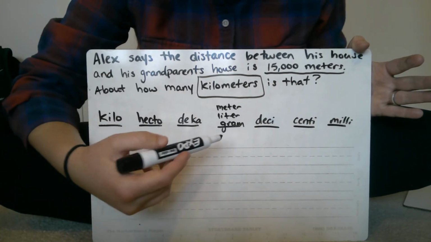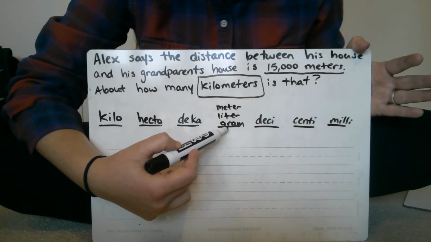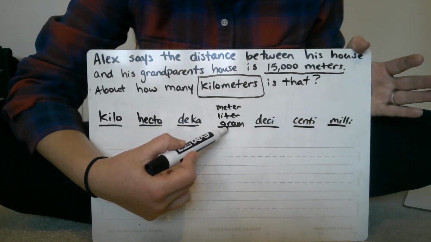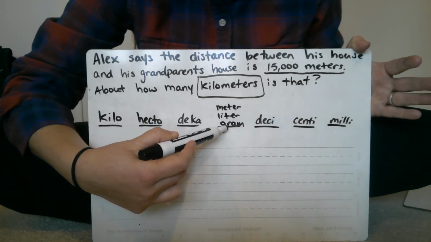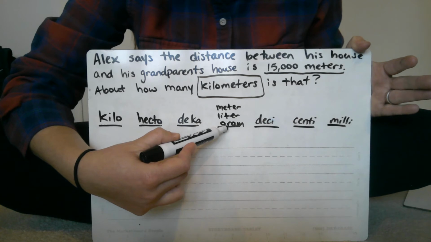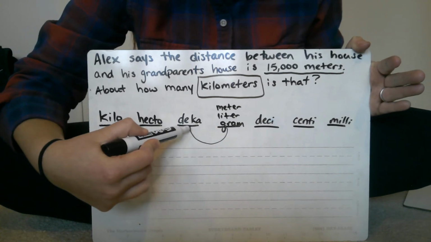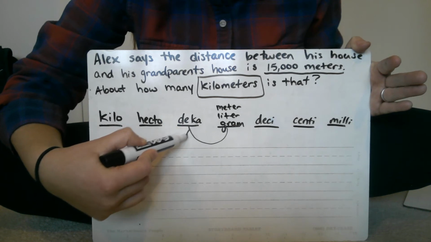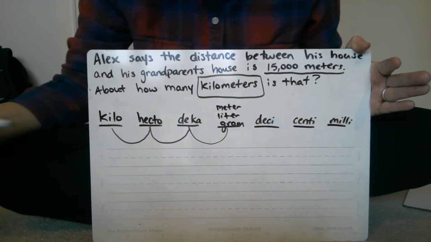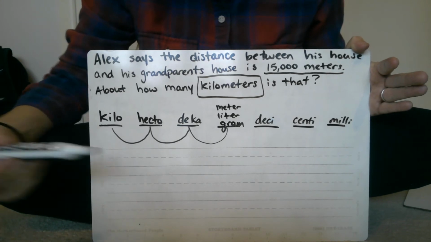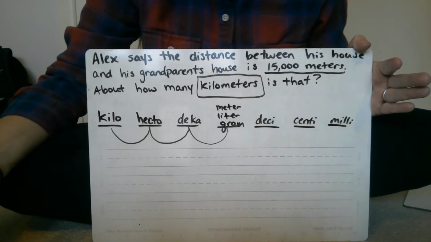So if I'm starting at meters, because that's the unit that they gave us, and I'm moving to kilometers over here, I need to see how many powers of 10 I need to either multiply or divide by. So I'm going to move over 1, 2, 3. That's the third power of 10. 10 times 10 times 10, which is 1,000.